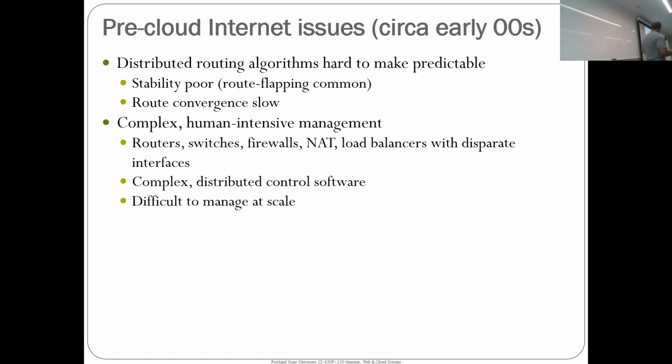And on top of that, a lot of the configuration was human intensive. So you're managing routers, switches, firewalls, NAT devices, load balancers with different ways of operating with them. So you might be using an Alteon switch here, a Cisco router there, a Juniper router here. They all have their different ways of interacting with them and configuring with them. And they're all running really complex distributed control software. So it was really hard to manage all of this stuff at scale.